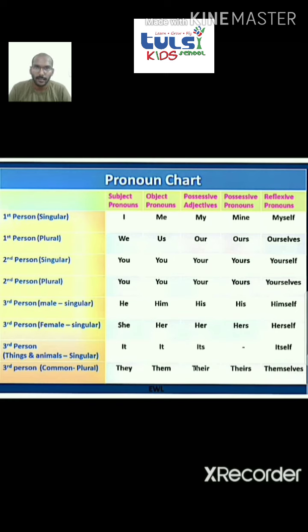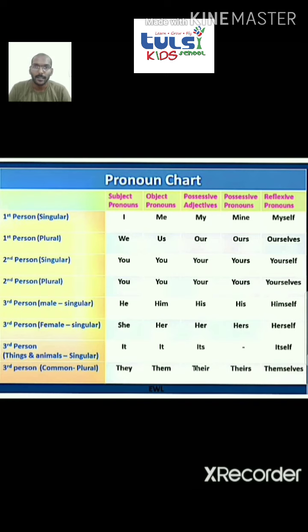See the second person pronoun you. You is used as singular as well as plural, we know. The object pronoun uses the same you, possessive adjective your, possessive pronoun yours, and reflexive pronoun yourself. See the table: yourself and yourselves. Yourself is used as singular and yourselves is used as plural.